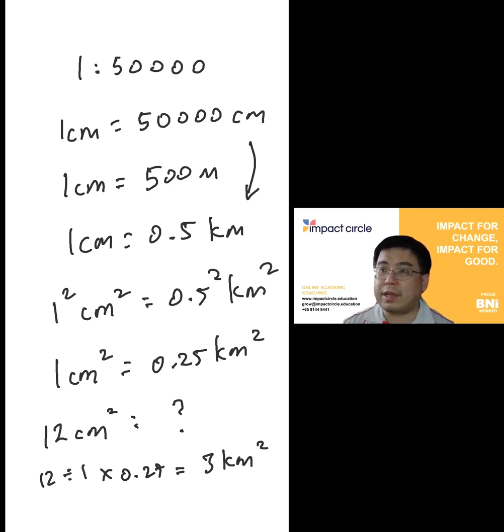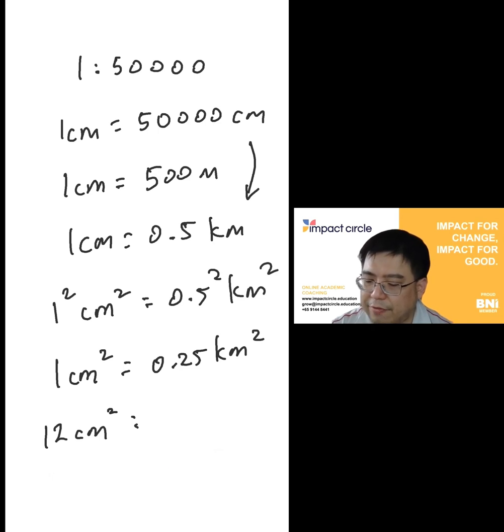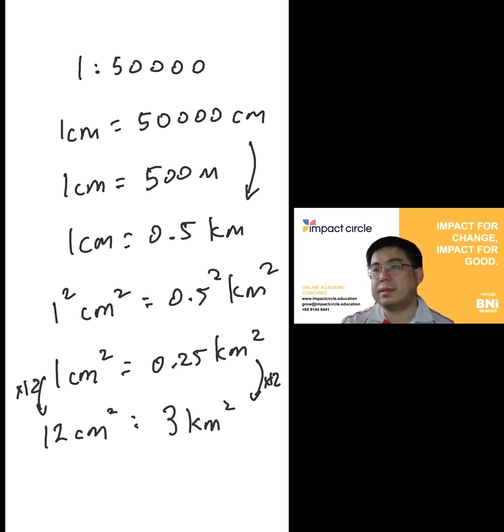So we have just found out that the area of the lake in real life is 3 square kilometers. Another way you can look at it is this. On the left, to get from 1 cm squared to 12 cm squared, you actually have to multiply by 12. And because this is direct proportion, if we multiply by 12 on the left, we also have to multiply by 12 on the right. And so 0.25 multiplied by 12 gives us 3 square kilometers. And we will also get an answer. The area of the lake in real life is 3 square kilometers. So there you have it.